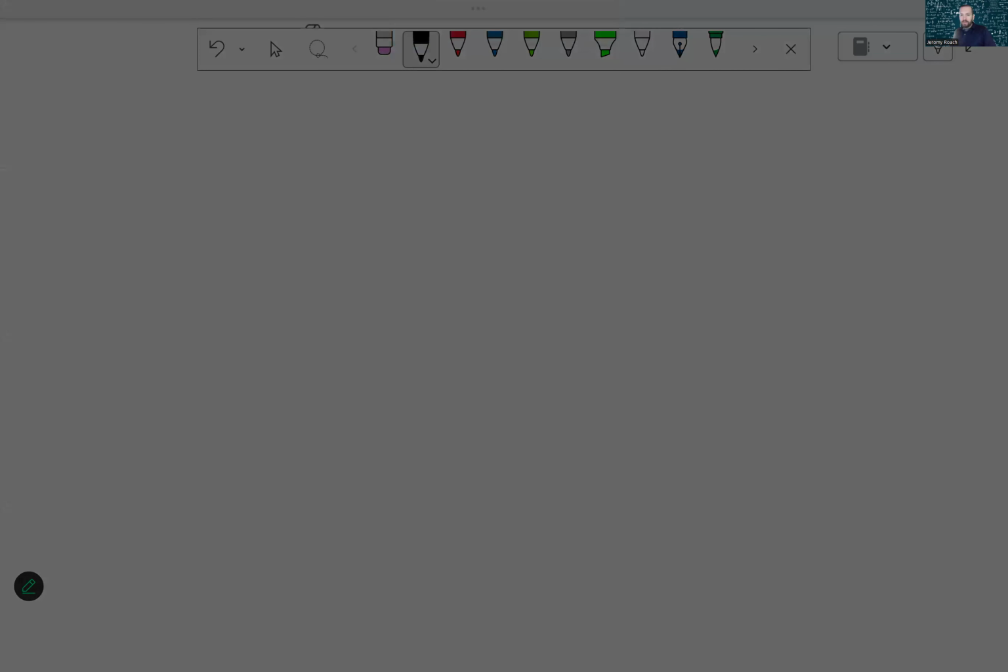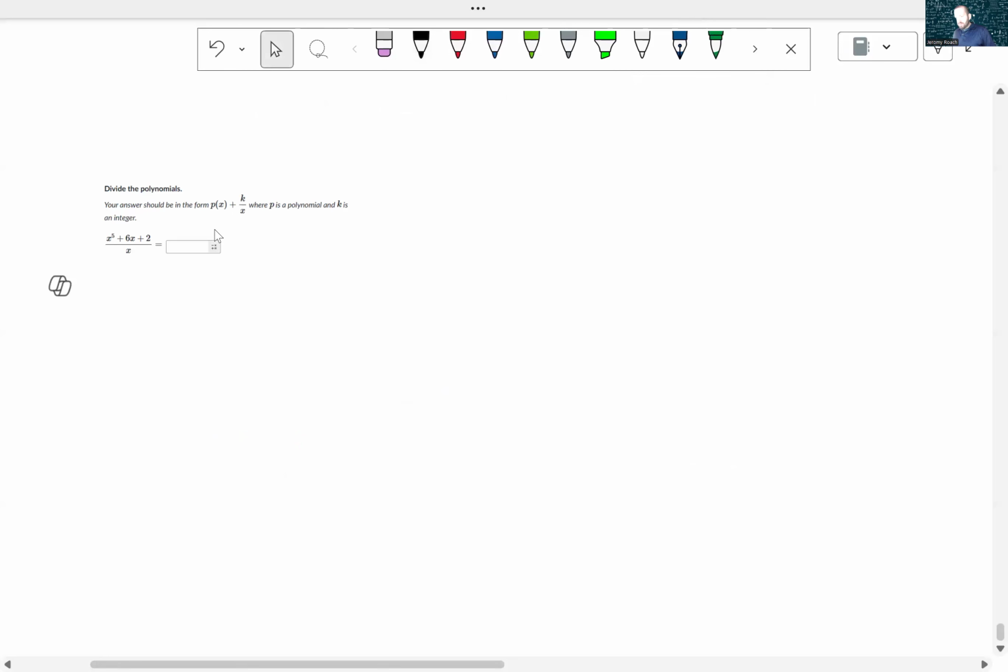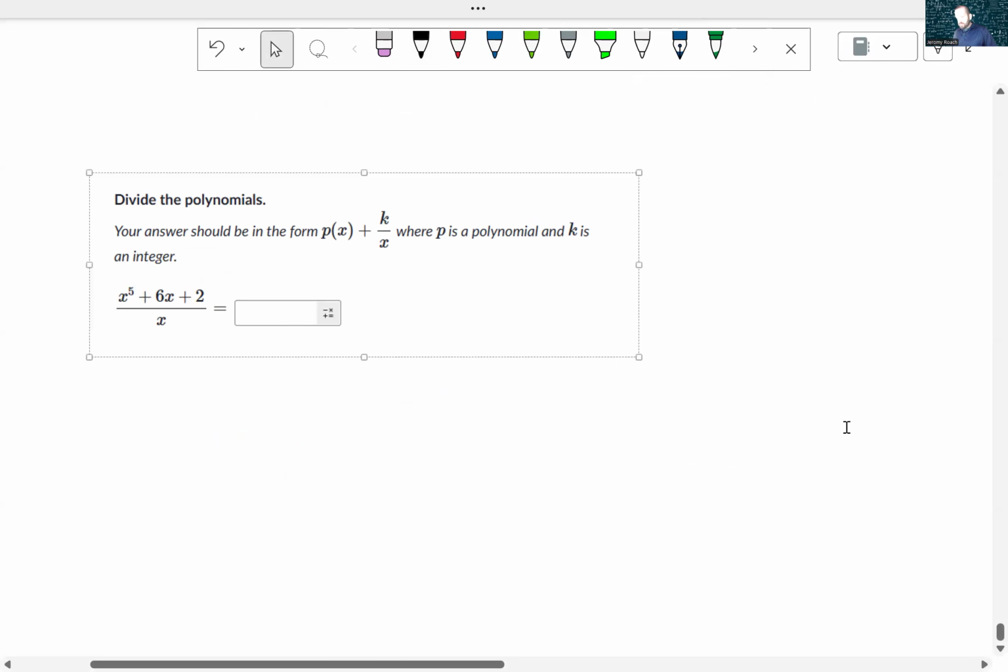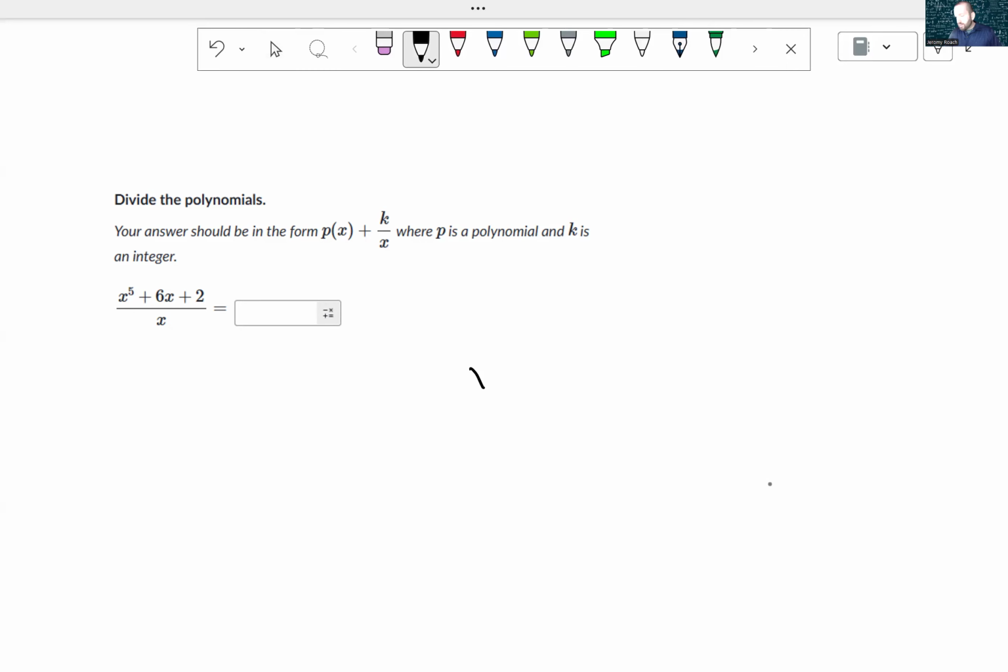Okay, let's look at another one with a remainder. So the remainder is the fractional part. Let me show you how we would do this with, let's see if we can try this with long division, just so we can get some practice with that. Well, that would take a lot more time. Let's not do long division.